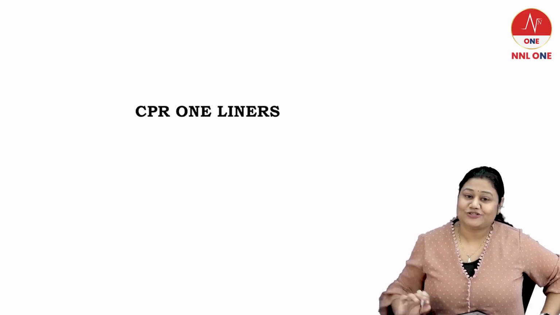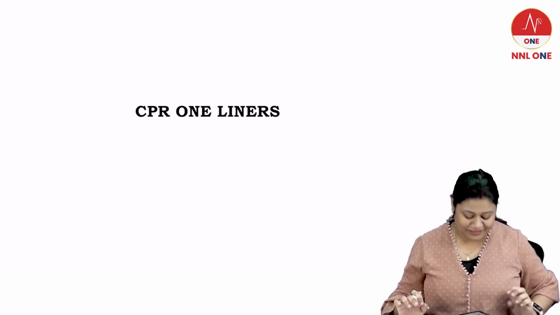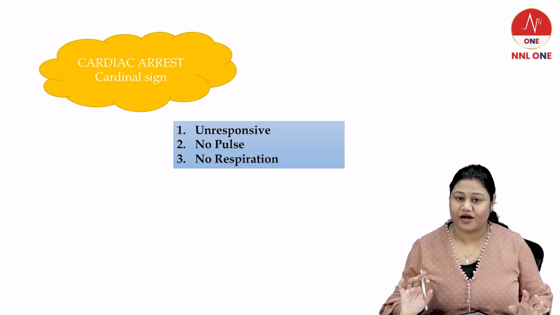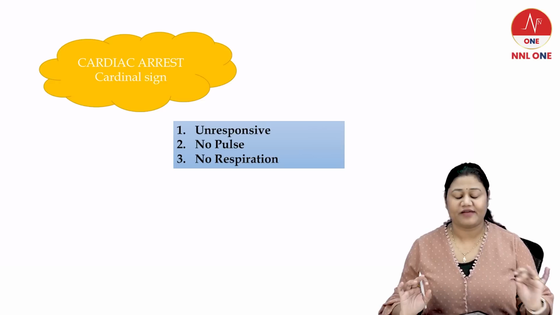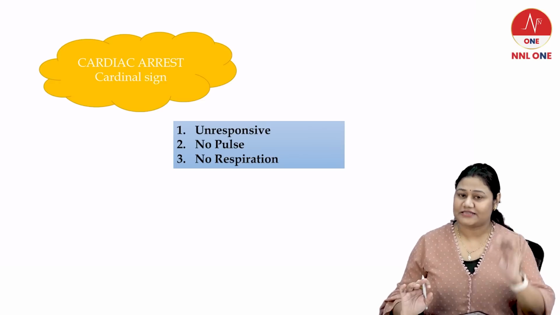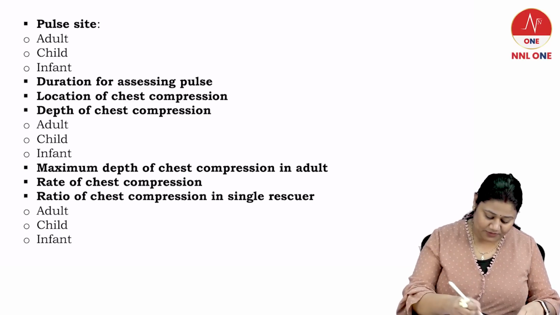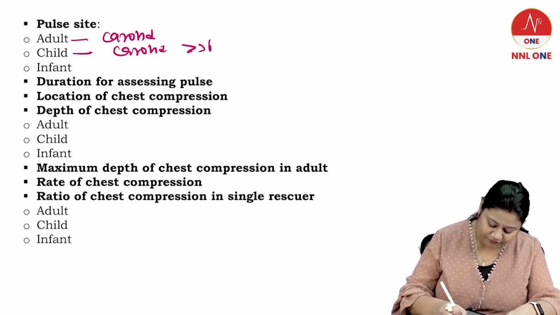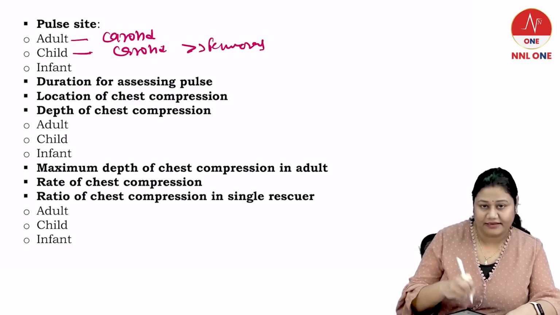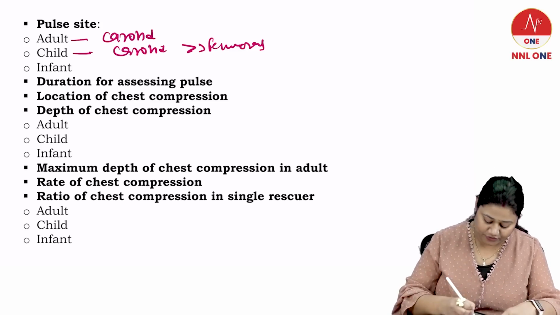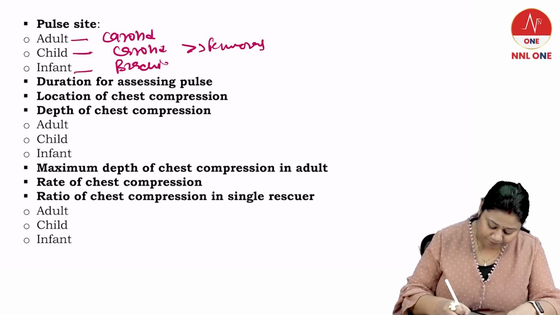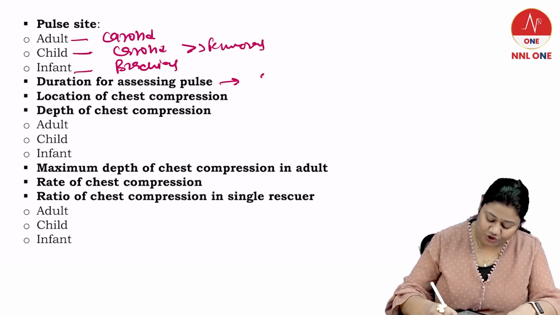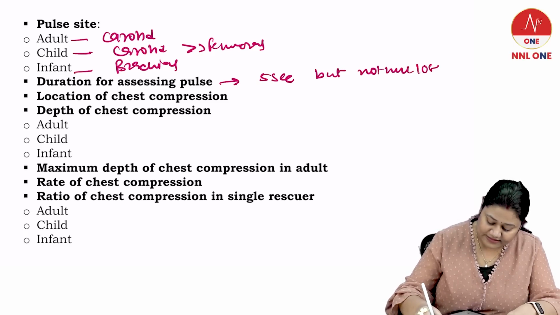Another very volatile topic is CPR, which is cardiopulmonary resuscitation. Remember the 3 cardinal signs of cardiac arrest. The patient is not responsive, having no respiration, no pulse. Start the CPR. Now let us quickly revise the one-liners. What is the pulse site for an adult? Always remember carotid. For a child, carotid is given more preference than femoral, which means if carotid and femoral are both in the options, select carotid. For an infant, it is brachial, right? Duration for assessing the pulse should be 5 seconds minimum, but not more than 10 seconds.